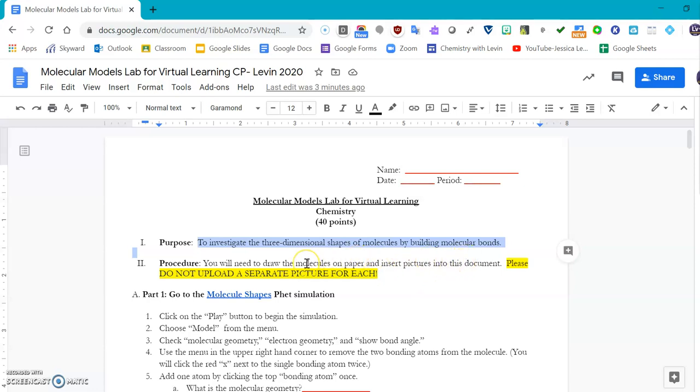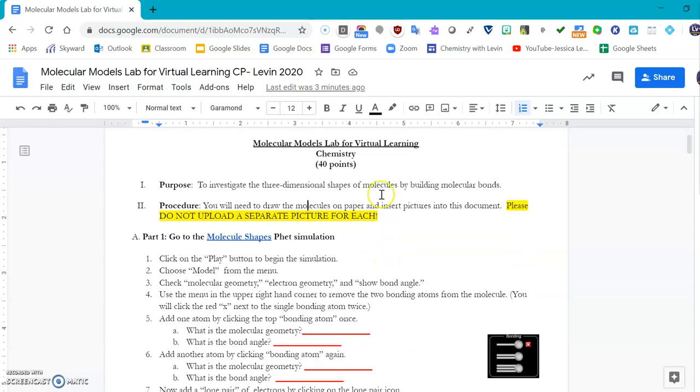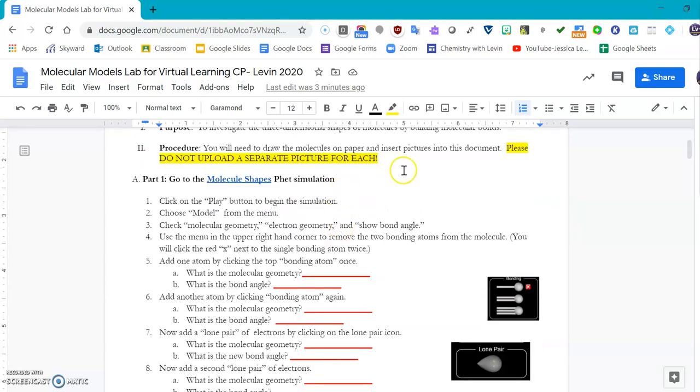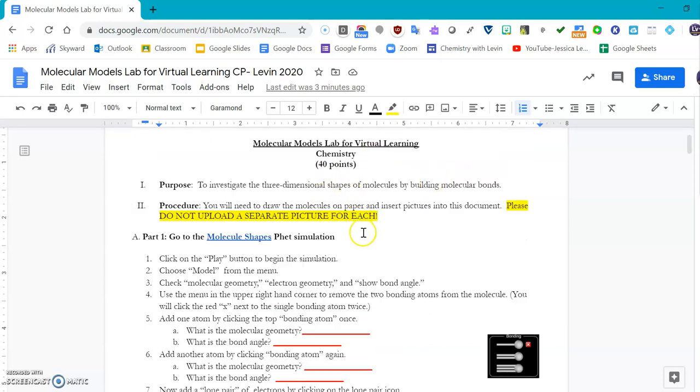You will need to draw molecules on paper. You can either insert one big document or a page at a time. Please do not go through the trouble of uploading a separate picture for each one. Just put it all together, so it makes it really nice and straightforward.